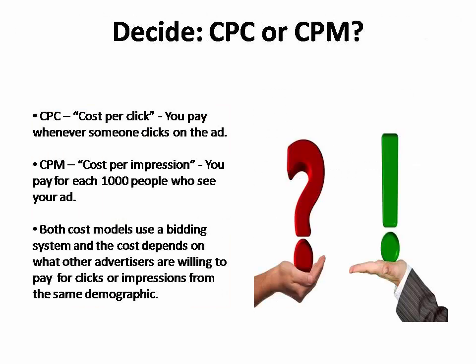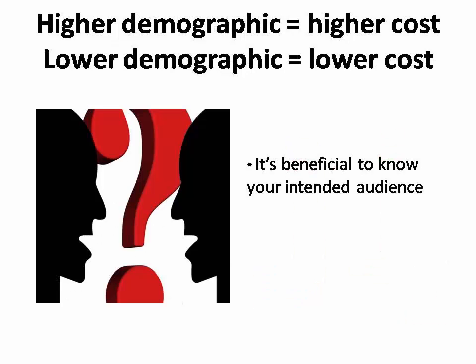Choosing which cost model, CPC or CPM, is an important factor in achieving optimal distribution. With CPC, you pay whenever someone clicks the ad, while with CPM, you pay for each 1,000 people who see it. Both cost models use a bidding system, and the cost depends on what other advertisers are willing to pay for clicks or impressions from the same demographic.